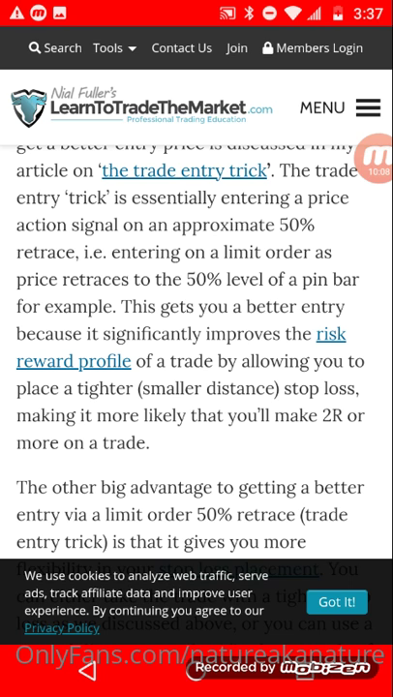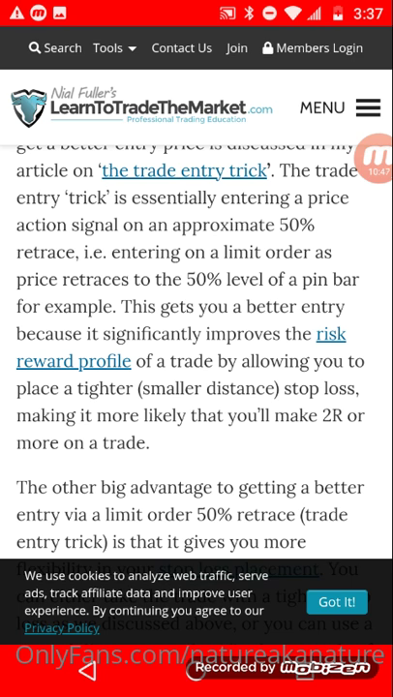So this is also very important to understand. This is one of his things that I also agree with, and I'm going to tell y'all the pullback levels in another video about breaking out Fibonacci. But you want to wait for price to pull back about 50% and enter on a limit order once price retraces 50%. This can get you a better entry because it significantly improves the risk reward ratio.